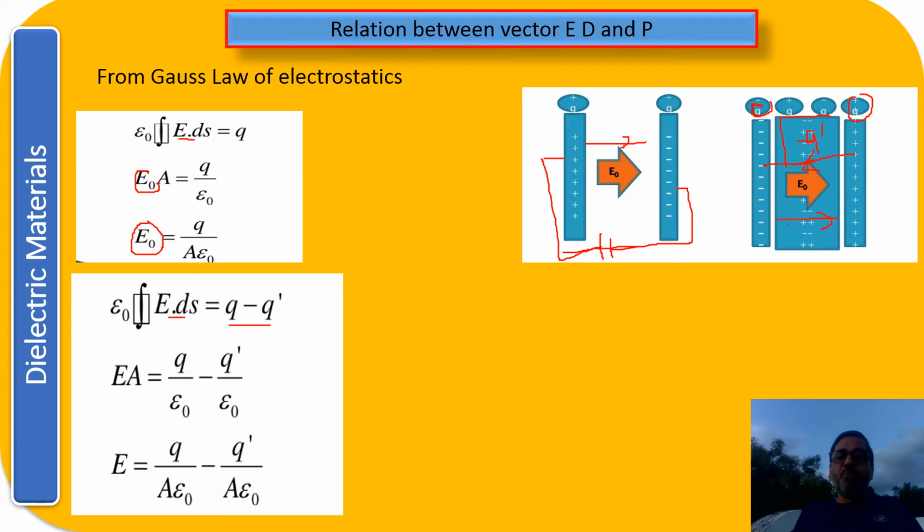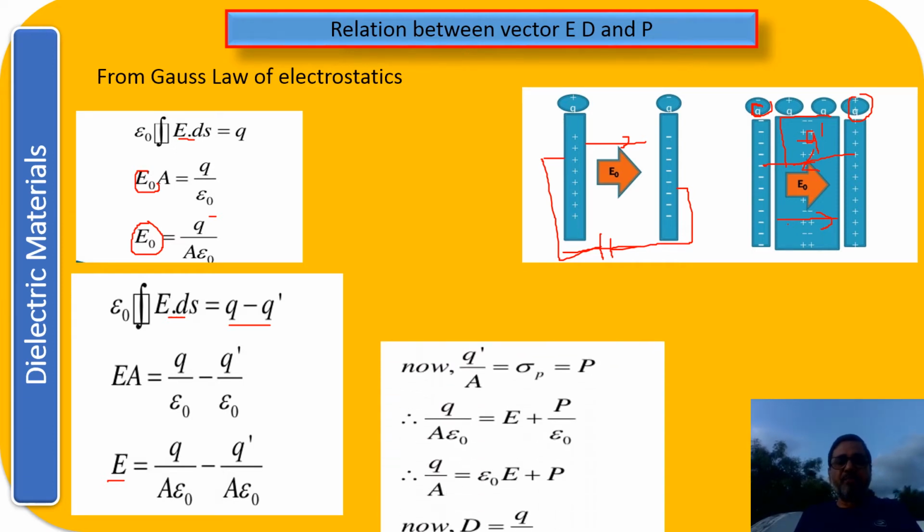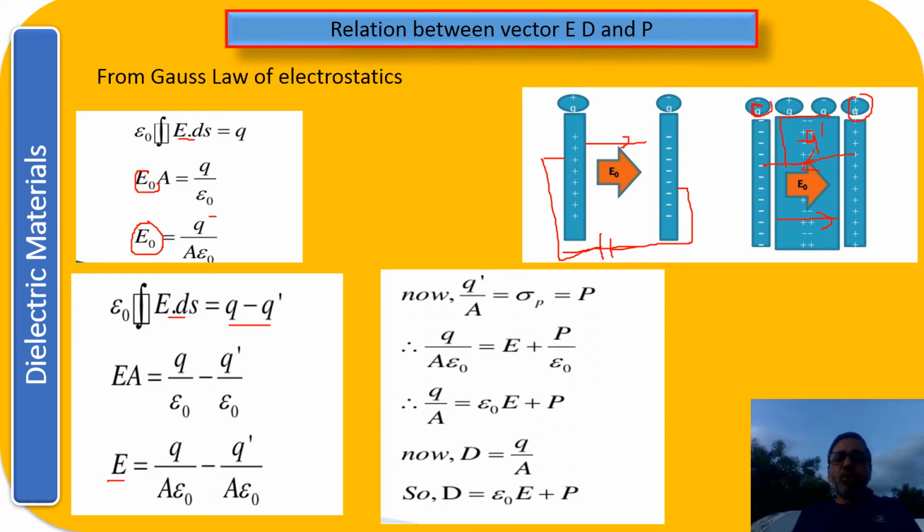Without your dielectric material, the electric field is E naught, and with your dielectric material the electric field is E, and E is equal to Q upon A epsilon naught minus Q dash upon A epsilon naught. All right. Now Q dash upon A is within this plate, right? And because of this you are getting the polarization. The atoms are getting polarized, and therefore Q dash upon A can be given as the polarization.